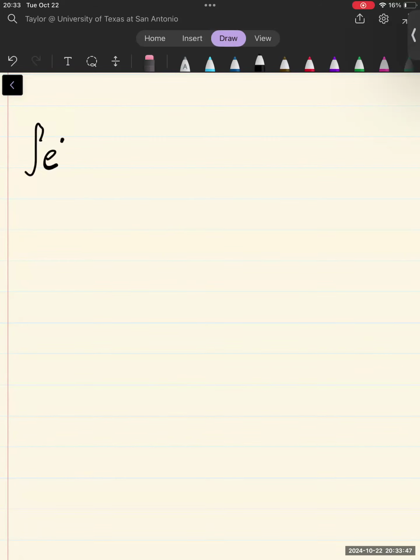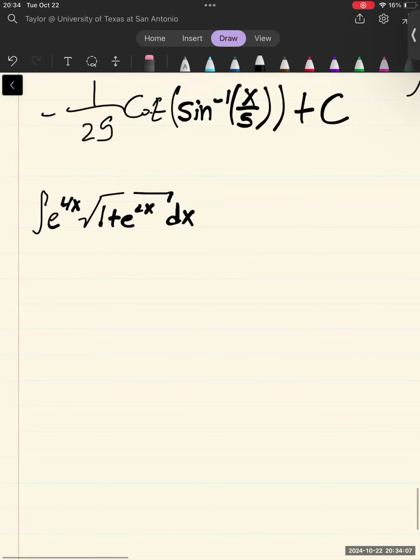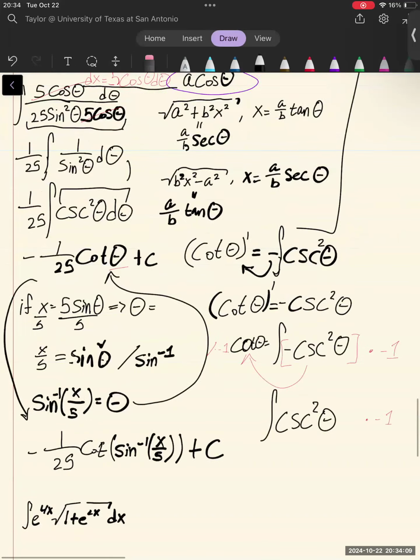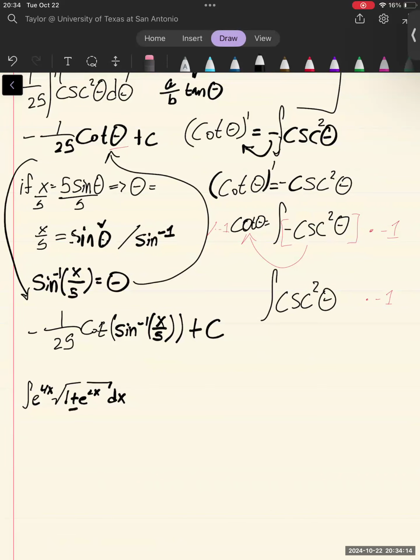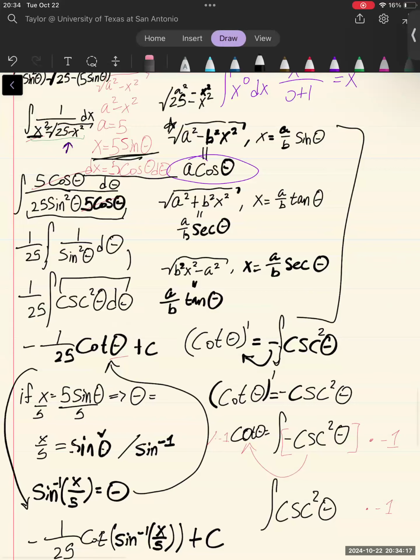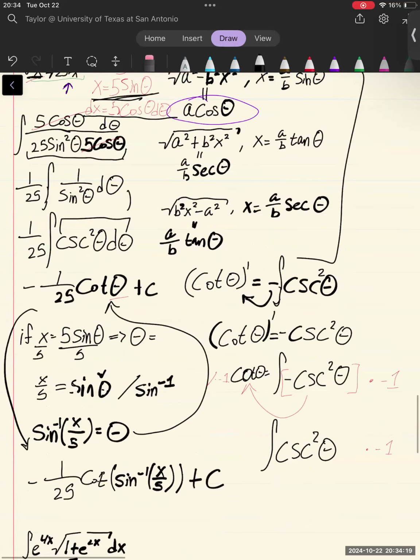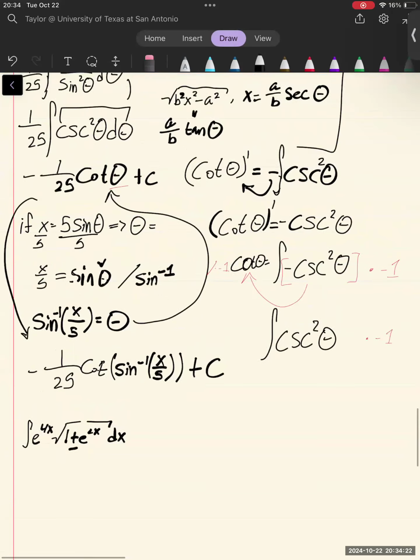We've got e to the 4x over 1 plus e to the 2x dx. All right, so do you guys see the form that we need to use? Is it tangent? You're probably right. Not quite. We have a plus. Is that a 1 plus secant? e, isn't it? Sorry, it's 1 plus e to the 2x. So it'll be secant?